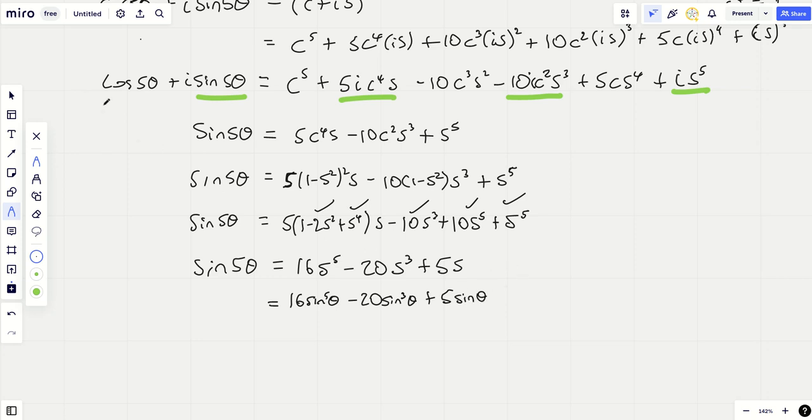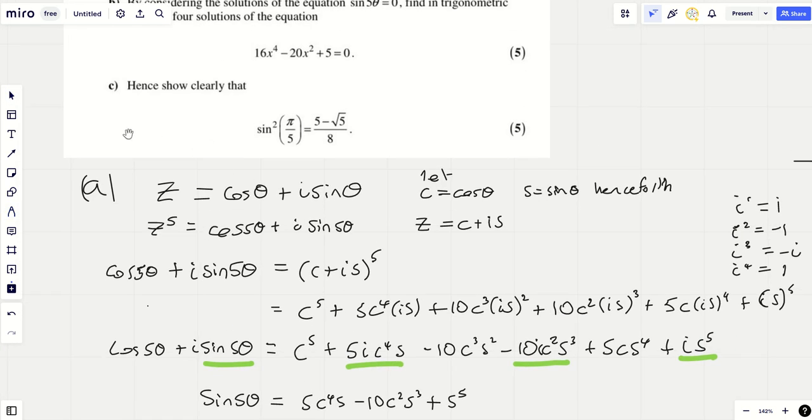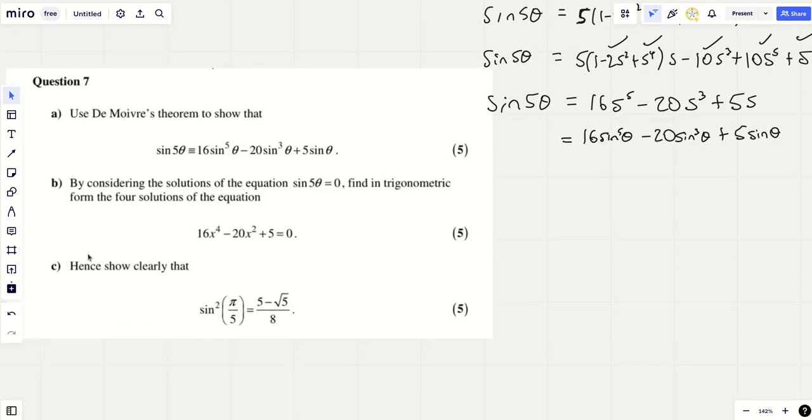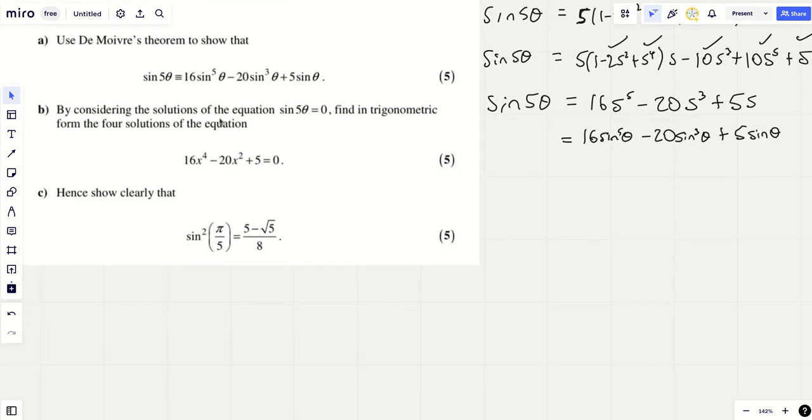Okay, cool. Now, how does that link to the second part? Well, let's bring it down here so we can see what we're doing. For the second part, notice that this is very similar to this. It's just had one factor of sine theta taken out. So if we note that sine 5 theta equals 0, it wants us to find these roots first by considering the solutions of that.